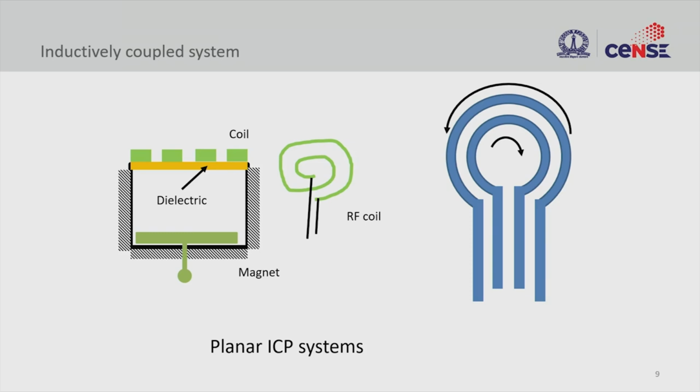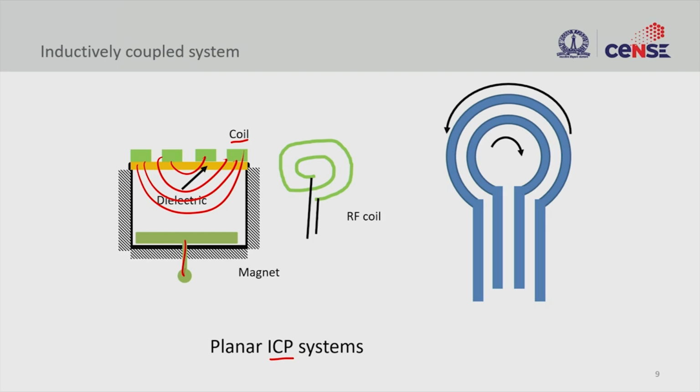And the next configuration is the inductively coupled system. When you say inductively coupled system, instead of a capacitor, the two parallel plates, you want to have a coil. What we see here is the cross section of such a coil. So you have one electrode here and then you create a coil. Now the field is going to be something like this. And this is a planar inductively coupled plasma system, where the coil is planar.